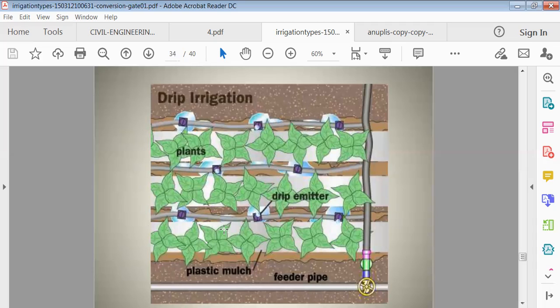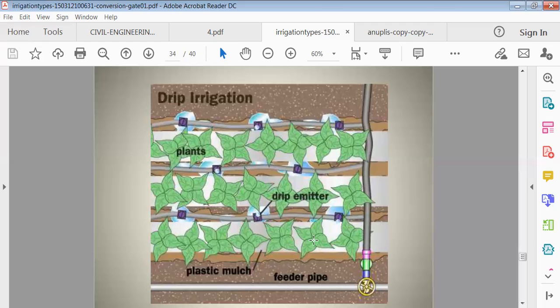You can see here, this is drip irrigation. This is the main feeder pipe. From the feeder pipe it goes to this secondary pipe. From the secondary pipe it goes to this pipe. Then whenever we open the valve, the flow gets adjusted and it goes on filling here, dripping here, and again dripping at all these points.